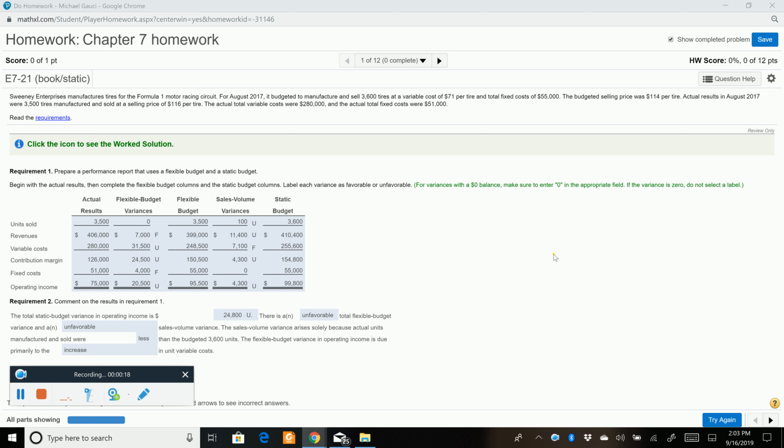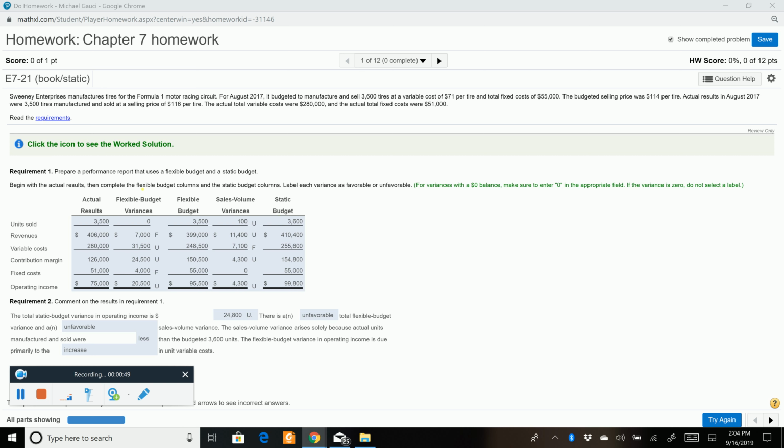We talked about sales volume variances, which is simply the difference between the static or the planning budget versus the flexible budget. And the flexible budget variances, also known as the expenditure variances, revenue and expenditure variances. This is the difference between the actual results and the budget flexed to the actual level of activity.